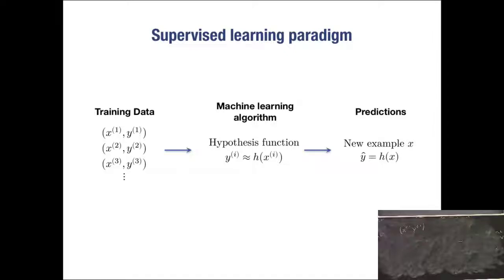The training process there was the process of building this hypothesis function, or finding the parameters for the hypothesis function. And then when we had a new example, we would take our hypothesis function and apply that to the new example and get our prediction on that new example. So that was our supervised learning pipeline.